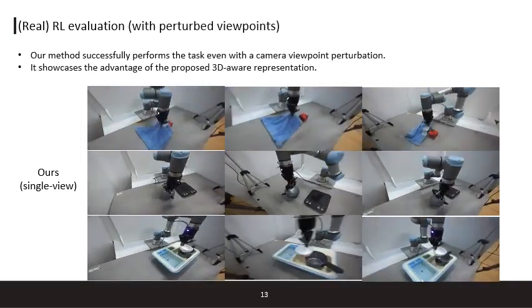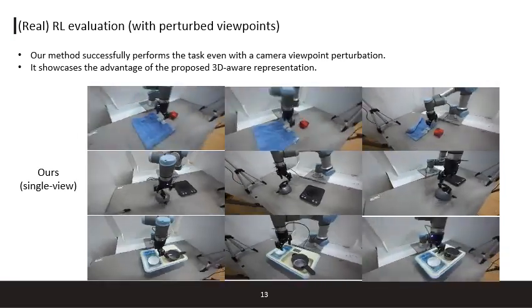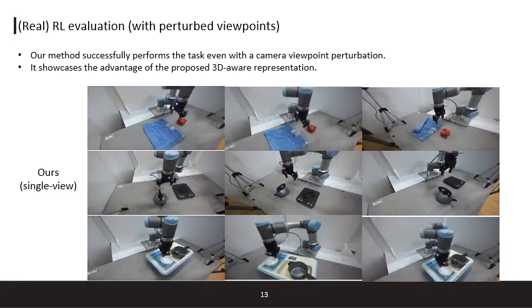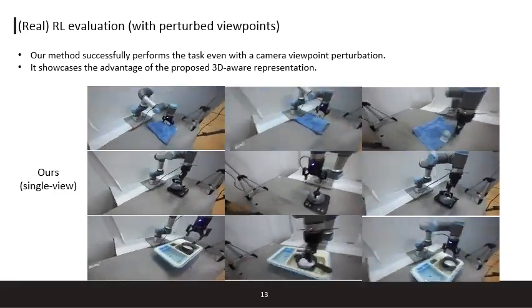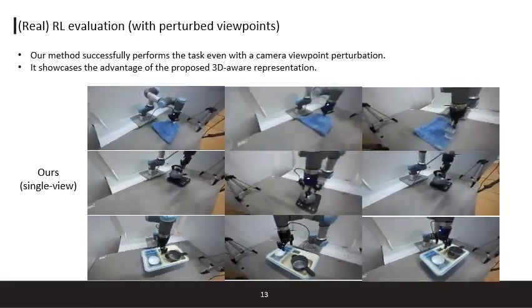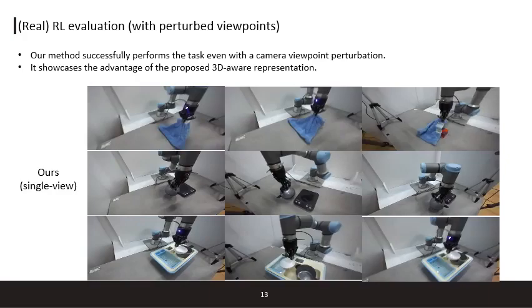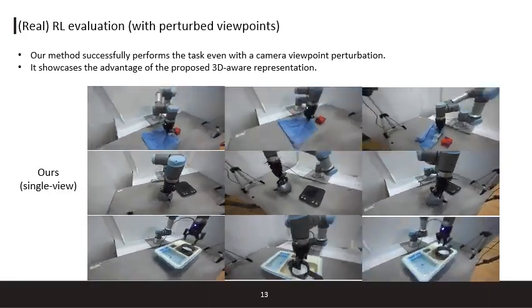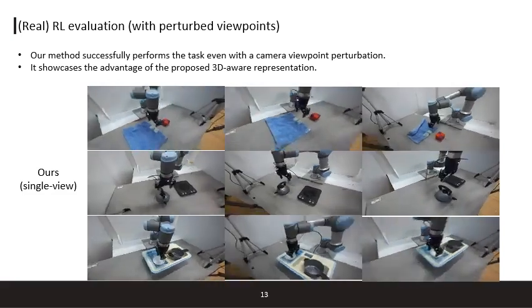We additionally evaluate the learned policy with viewpoint perturbation. As shown in these videos, our method can perform the given task despite the perturbation. Since these perturbed viewpoints are never seen during the NeRF pre-training, this robustness showcases the advantages of the learned implicit 3D-aware representation. Unless it is aware of 3D geometry, the representation of the perturbed viewpoint will collapse to weird values, leading to the failure of the RL policy.